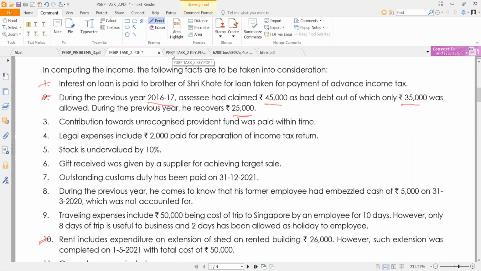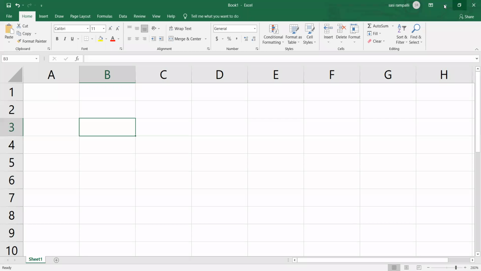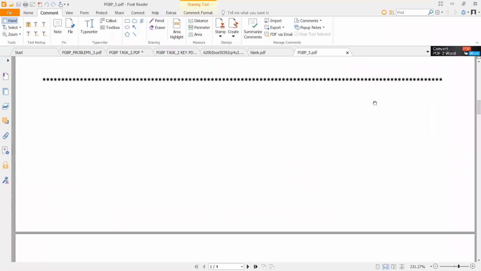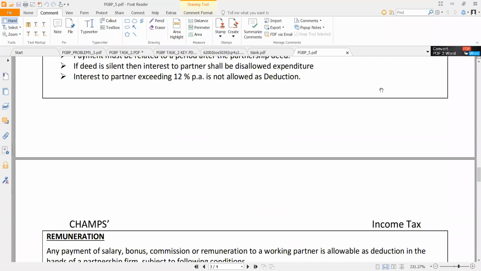Whatever the amount that is recovered, 25,000, if the amount claimed and the amount of real bad debts allowed was the same, then the entire 25,000 would be taxable. But if it is not the same, then the taxable amount will have to be calculated. We discussed that already in Section 36, of course, though it is part of 41 also. It is already known. This is not something new. 41 also has that.